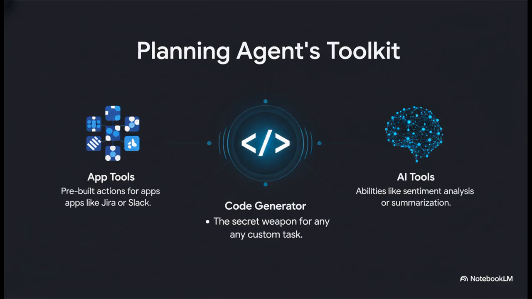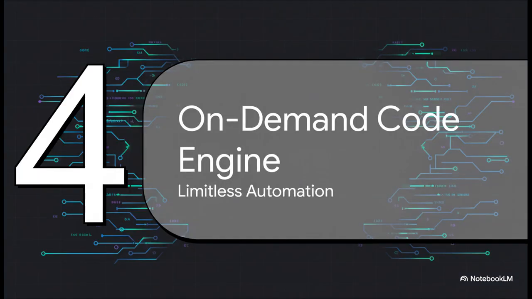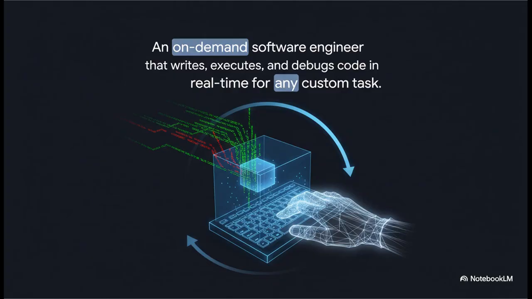Now, to build out its plan, this agent has a whole toolkit. It's got its standard app tools, stuff like create a Jira ticket. It has AI tools like analyze sentiment. But it also has a secret weapon, the tool that gives it superpowers, and that's the code generator. This is what it pulls out when there's no pre-built tool for some specific custom thing you need done. And this right here is what makes Edge AI workflows truly limitless. The on-demand code generator is the secret sauce that separates this technology from everything, and I mean everything that's come before it.